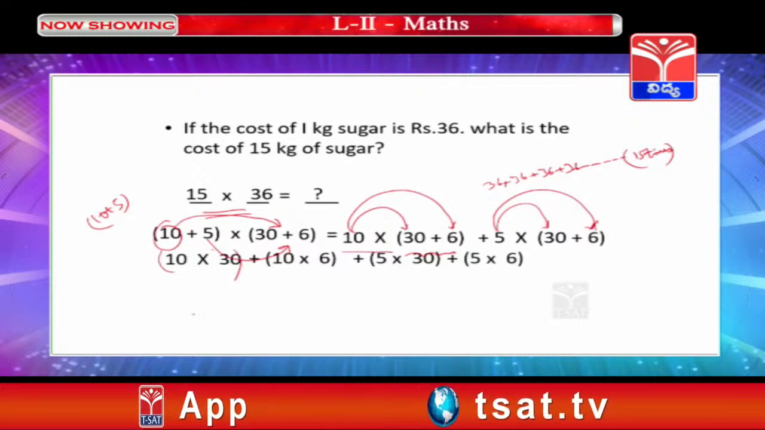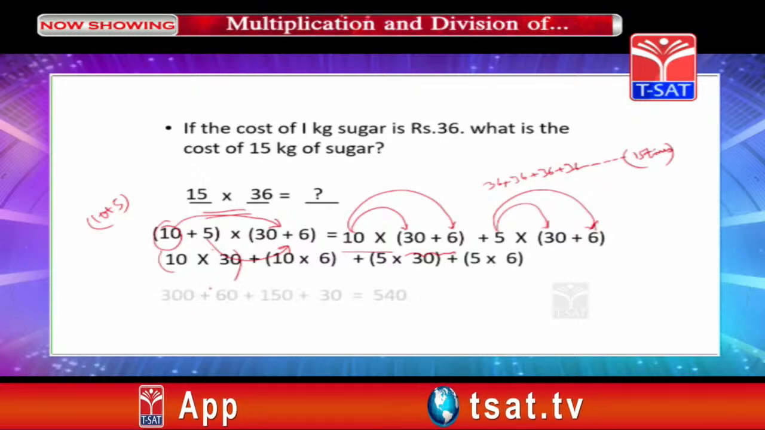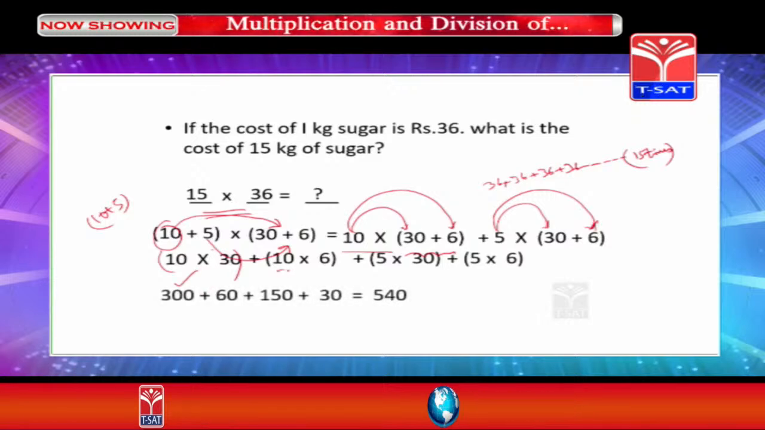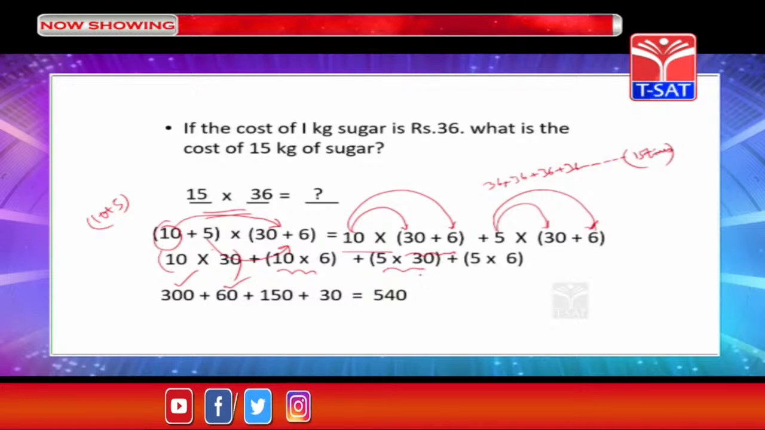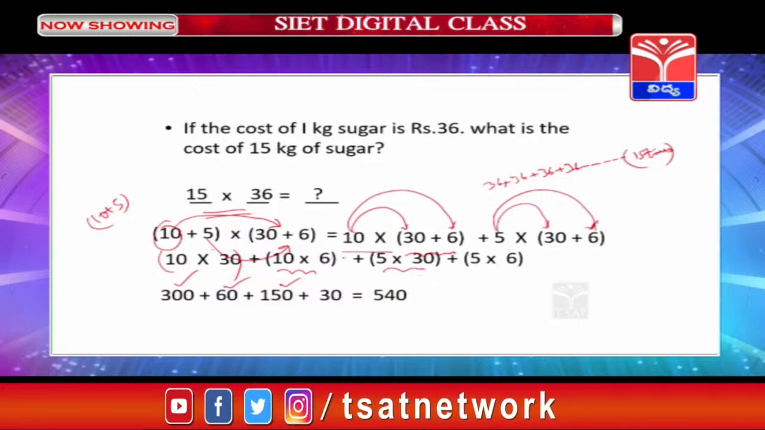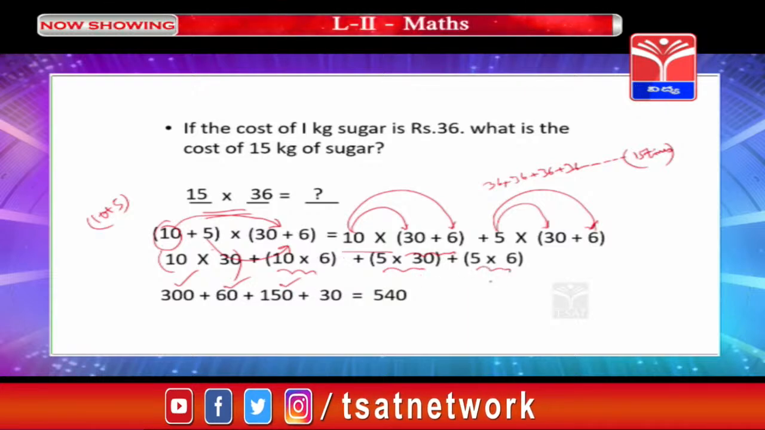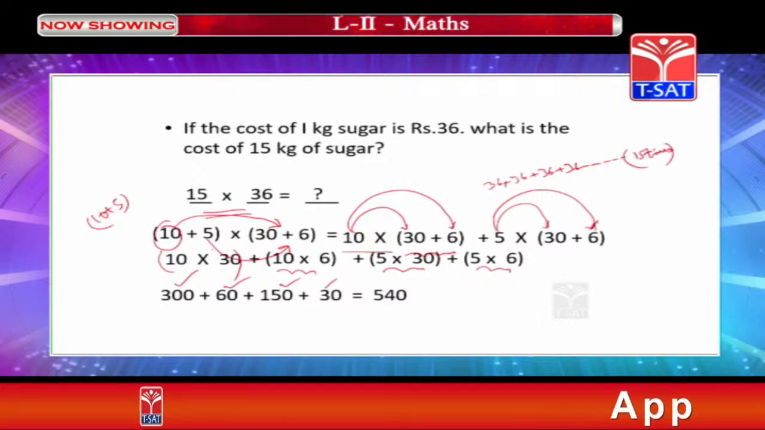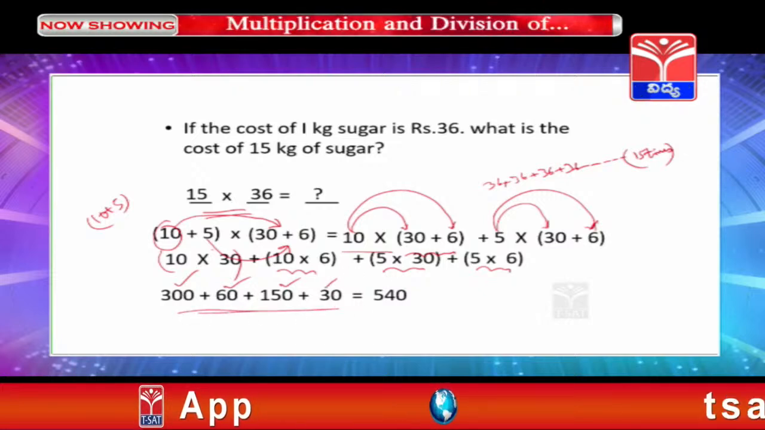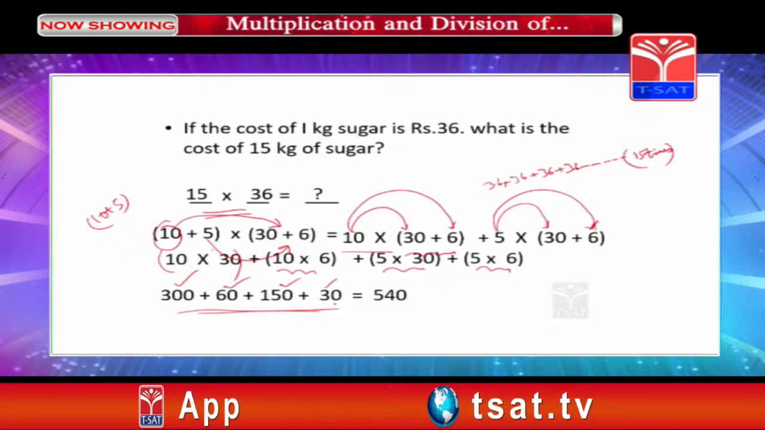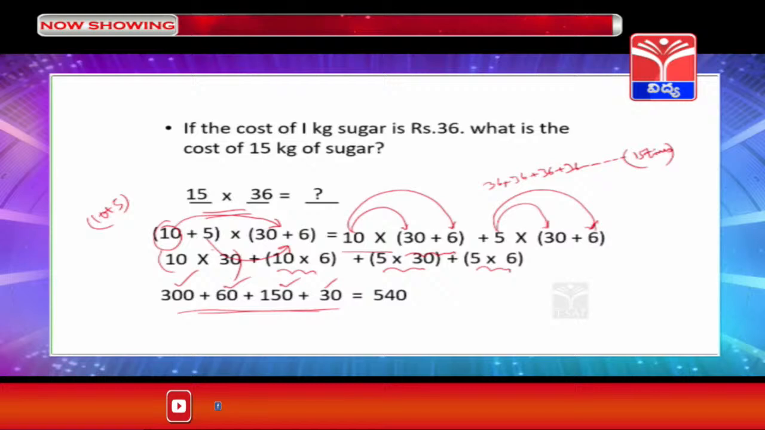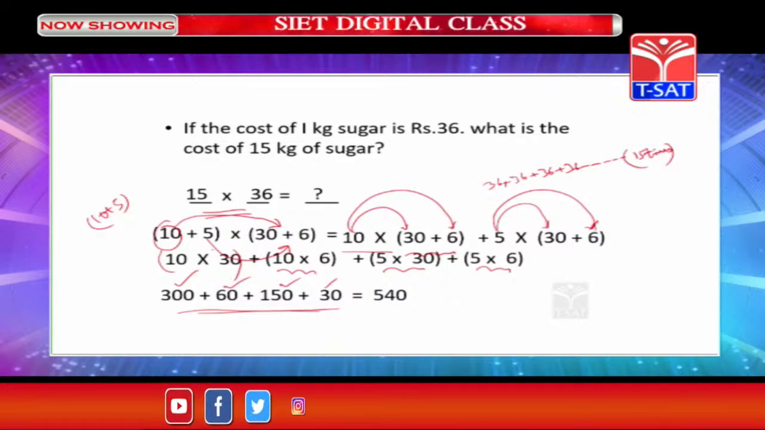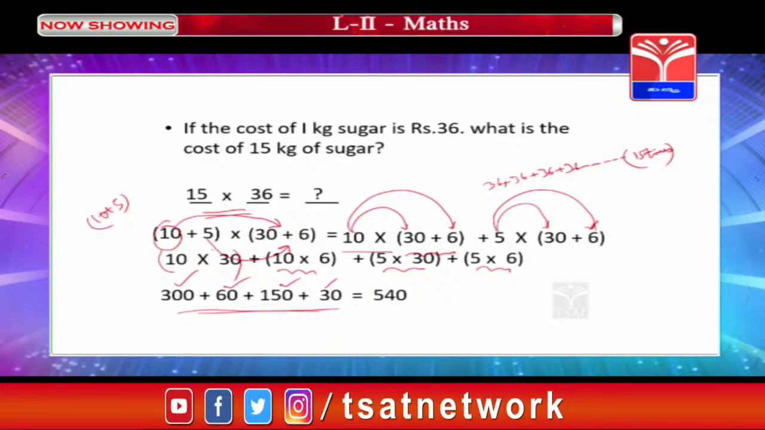Now, what is the result of 10 into 30? 300. And the result of 10 into 6? 60. And the product of 5 into 30? 150. And the product of 5 into 6? 30. So the sum of 300 plus 60 plus 150 plus 30 is equal to 540. Students, this is the actual mathematics behind 15 into 36 while calculating the product of 15 into 36.